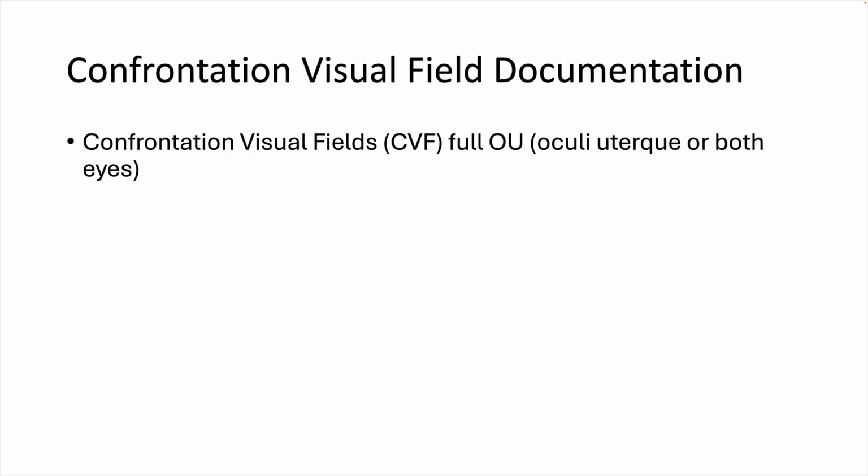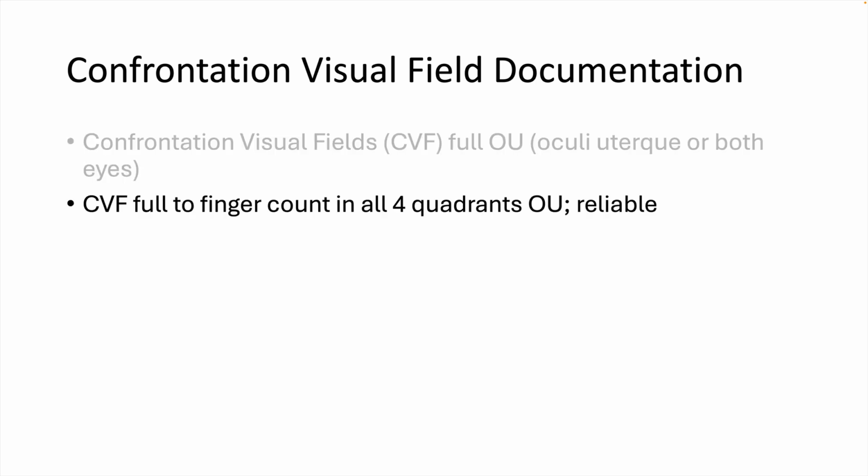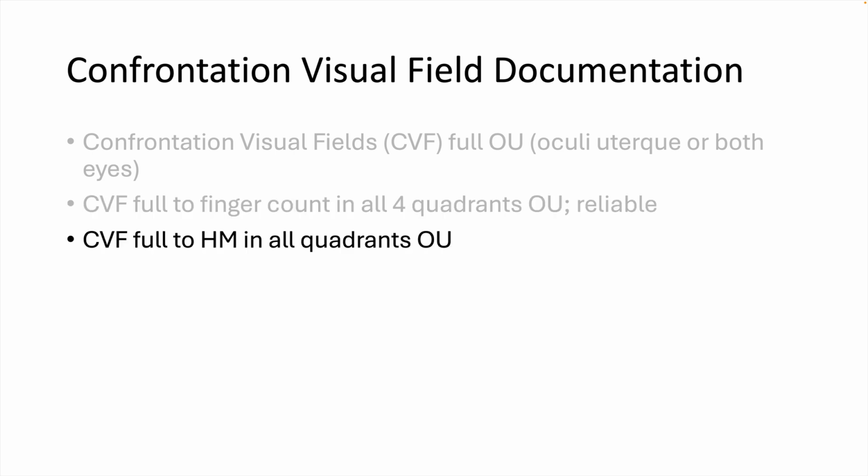Confrontation visual fields, or CVF, can be documented as CVF full OU, where OU means both eyes. A more detailed documentation method might be CVF full to finger count in all 4 quadrants, OU reliable. If hand motion was utilized, then CVF full to HM in all quadrants, OU, would be concise documentation.